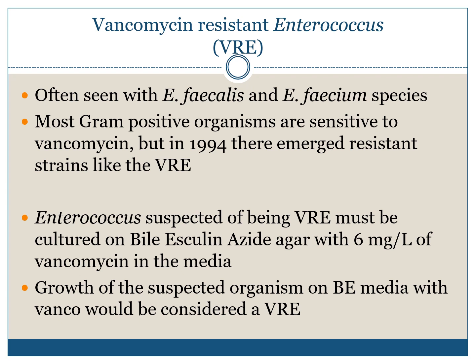Enterococcus suspected of being vanco-resistant must be tested to make sure they are in fact vanco-resistant. And we can do that by taking Enterococcus and putting it on a bile esculin azide agar with 6 micrograms per milliliter of vancomycin. If our organism grows in the presence of the vancomycin, then it means that we're dealing with a VRE. We could also take our Enterococcus and put it on a brain-heart infusion agar with 6 micrograms per mL of vanco. And if the colonies grow on the BHI with vancomycin, then you know that you're dealing with a vanco-resistant Enterococcus.